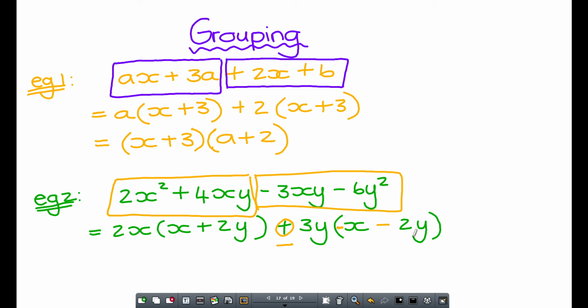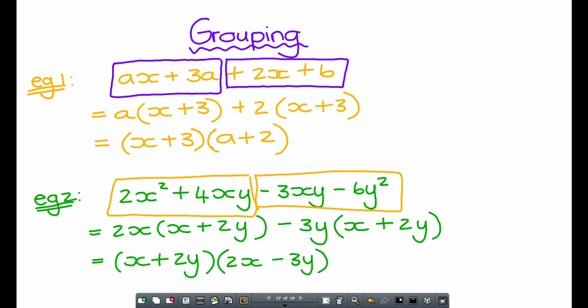So if you accidentally took out the wrong one, it is not wrong, you will just have an extra step afterwards to change it. Okay, right, so let me just change everything again. We took out a minus, and then that was positive. Now you can see that the bracket x plus 2y is in each one of those terms. So I take it out as a common factor, which means that my second bracket would be 2x minus 3y. Any questions?